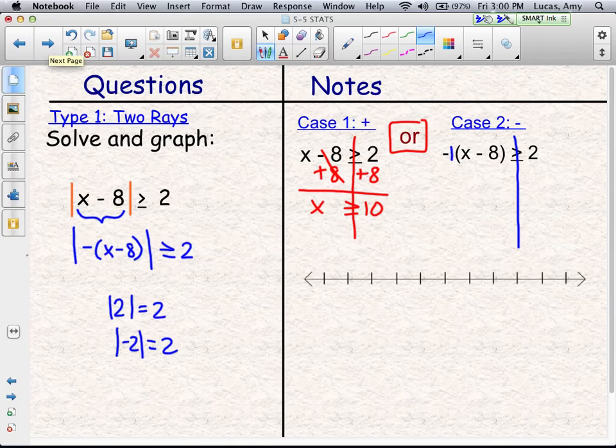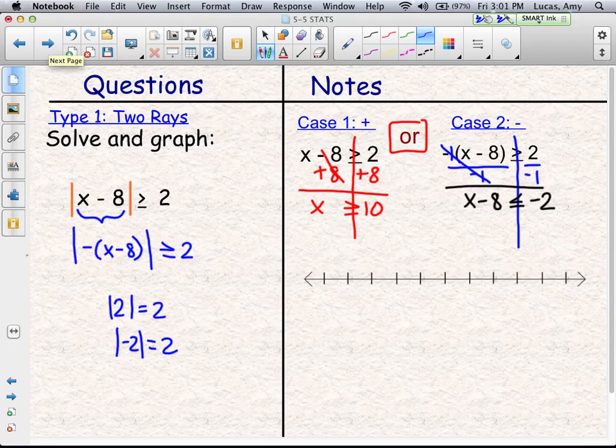2 and its opposite have the same absolute value. So x minus 8 and its opposite have the same absolute value. So anyway, over here in case 2, I'm going to divide both sides by my -1 because I like to think of my two inequalities as x minus 8 is greater than or equal to 2 and x minus 8 is less than or equal to -2.